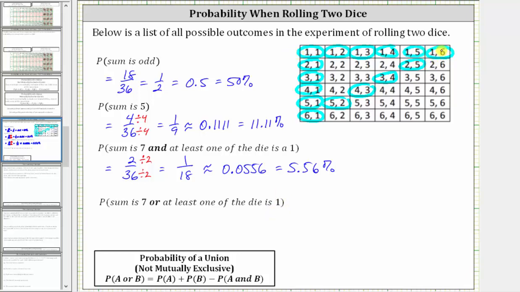We have 6 in the first row, and then going down the first column we have 7, 8, 9, 10, 11, and then 12, 13, 14, 15. There are 15 favorable outcomes out of a total of 36 possible outcomes. The probability the sum is 7 or at least one of the die is 1 is 15/36.